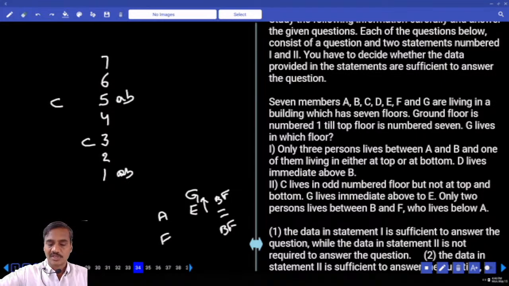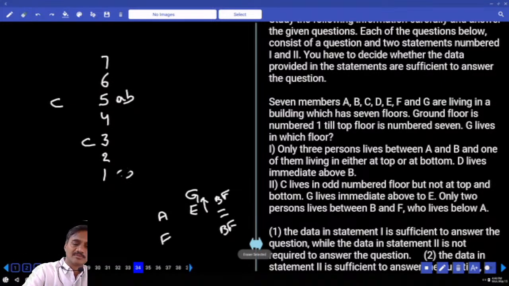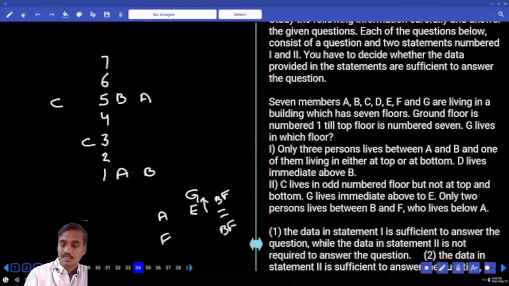Now according to this one, are you getting any answer here? No. Now the question is about G lives on which floor. Then by combining this, we need to combine these two statements here. Then if you combine these two, 3 persons between A and B and one of them living on either the top or the ground floor. Now top is not possible, we have discussed earlier. Now if A is here, then how many people? 3 persons. Now B will be here, or if B is here, A will be here.